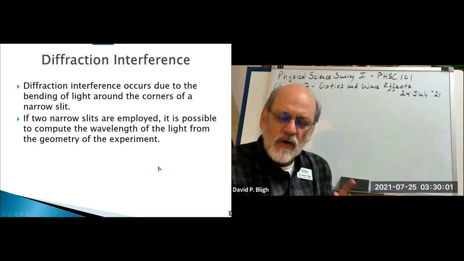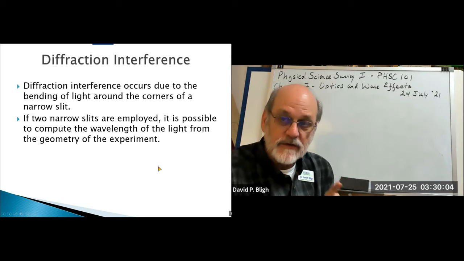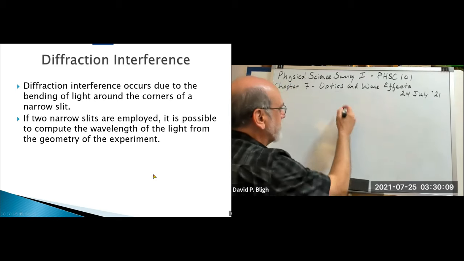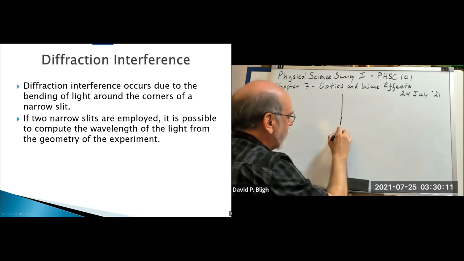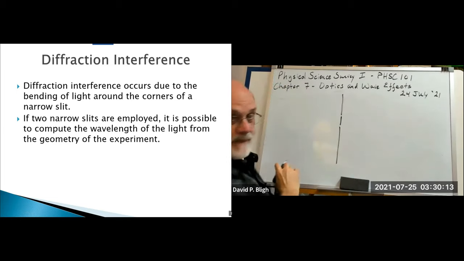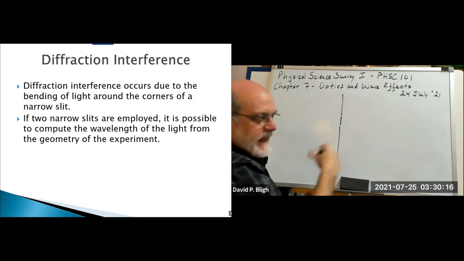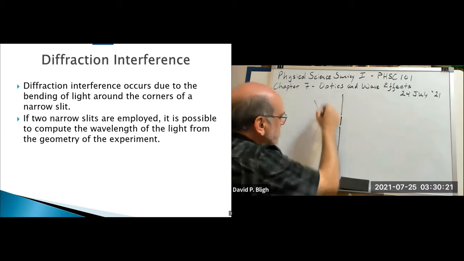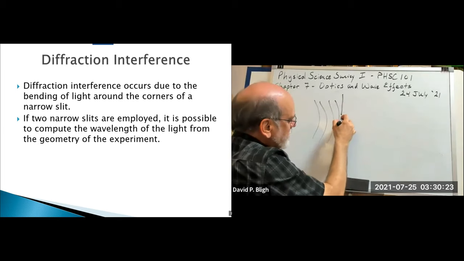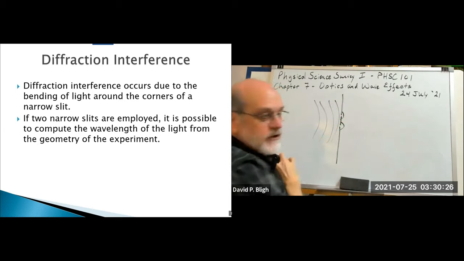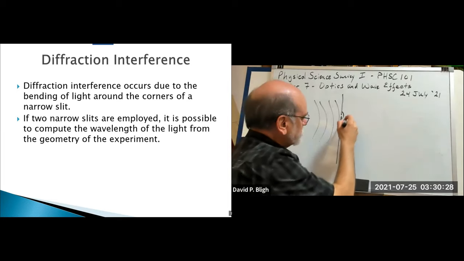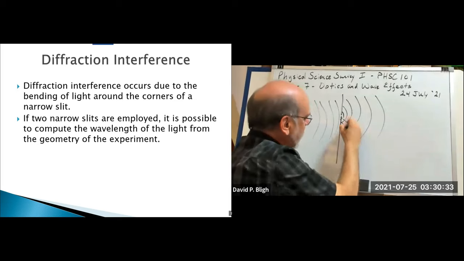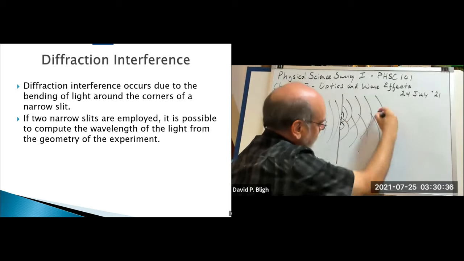So, suppose instead of one slit, we have two slits. All right? We have two slits here. So we have light of any wavelength or combination of wavelengths. For our example, it doesn't matter. So the light comes in here like this, and strikes this. And now this one produces a wave, and this one produces a wave. And they propagate out like that. Okay?